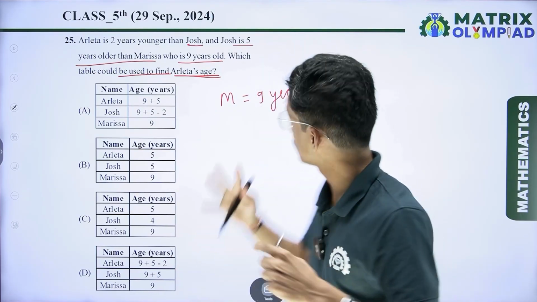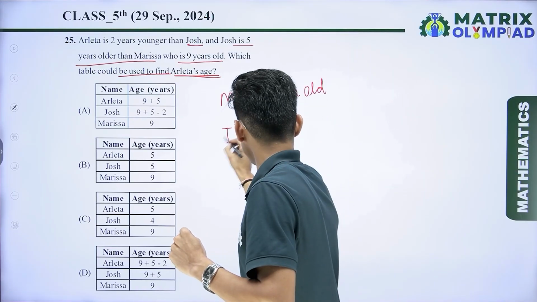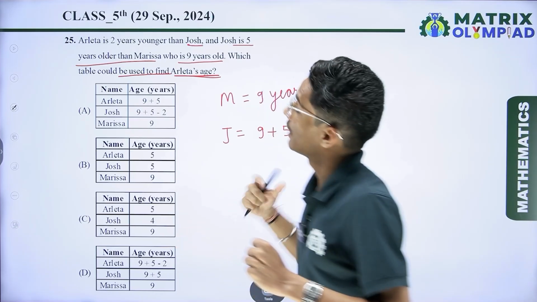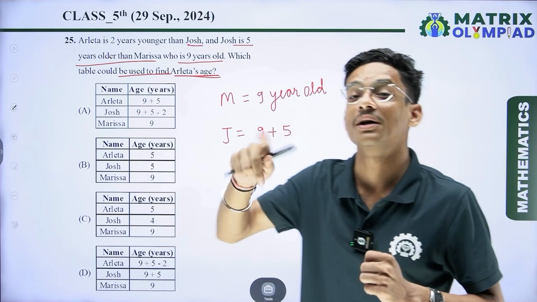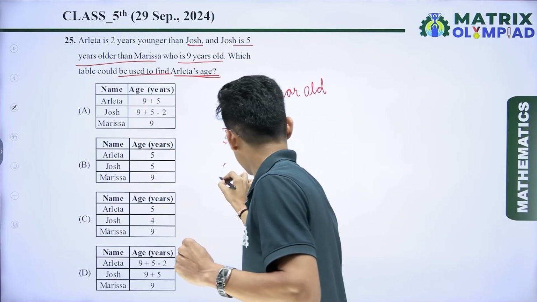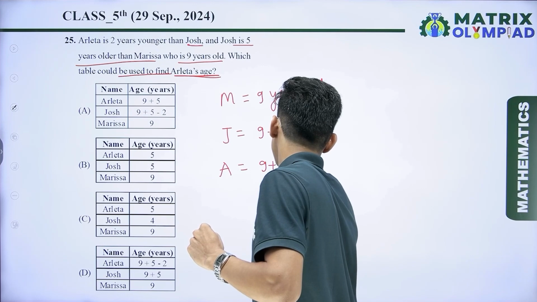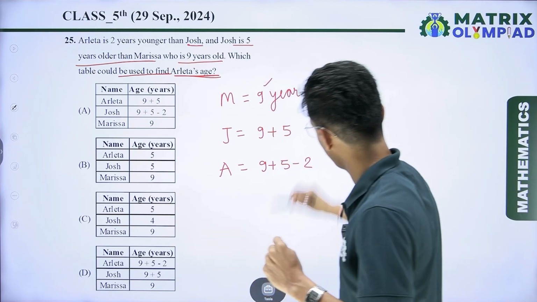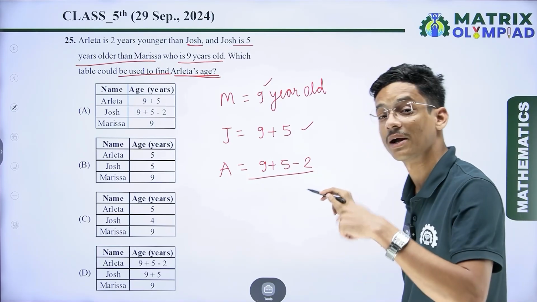5 years older means Jose is 5 years older than Marisha. So age of Jose is equal to 9 plus 5. Now Arlita is 2 years younger than Jose, so age of Arlita is equal to 9 plus 5 minus 2. Now age of Marisha is 9 years old, age of Jose is 9 plus 5 years, age of Arlita is 9 plus 5 minus 2.